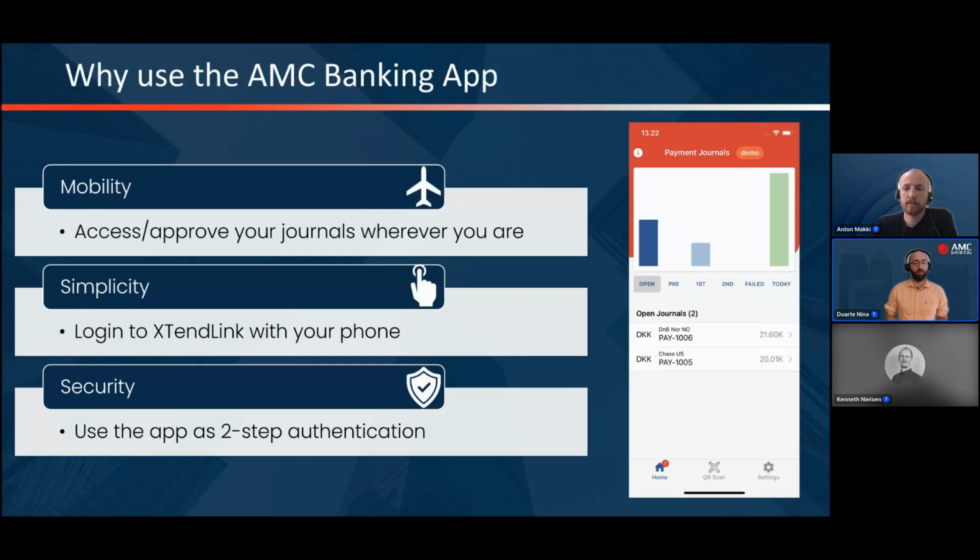And this means that, for instance, if you're a manager and you need to approve a journal or decline a journal in an emergency case or whenever you are traveling or something, you can just open the app, check the journal, see if everything's okay, and then approve it or decline it. It also helps you get into Extend Link faster because you can always use the app to log into Extend Link. And if you want an extra layer of security, you can also use the app as a part of the two-step authentication process, where the app will serve you a code that you use to log in. So if you don't have the code, you cannot log in even if you have the password.